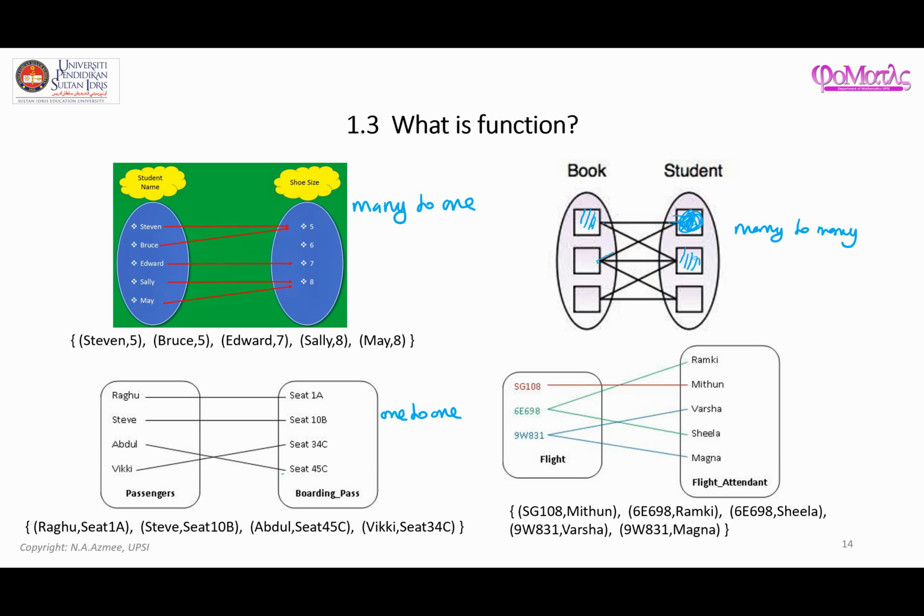A final example here is a specific flight, SG108. This particular flight, for example, can require two flight attendants. So this is an example of one to many: one flight, many flight attendants. So there you go: many to one, many to many, one to one, one to many.